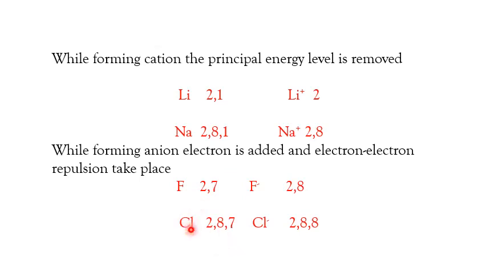Same explanation for chlorine atom. The chlorine atom electron configuration is 2, 8, 7. And for chloride ion, it changes to 2, 8, 8 because one electron is being added. So there will be electron-electron repulsion. So that causes the chloride ion to be bigger than the corresponding neutral atom, which is the chlorine atom.